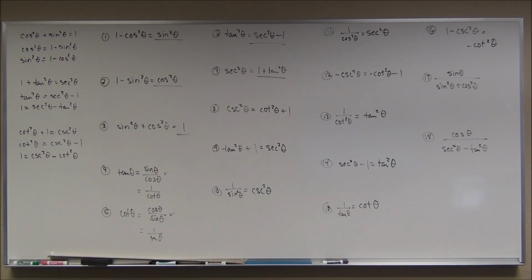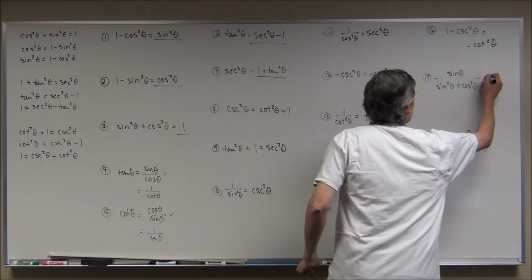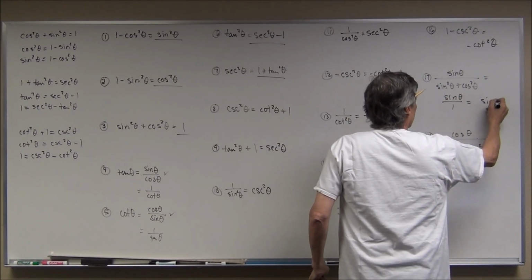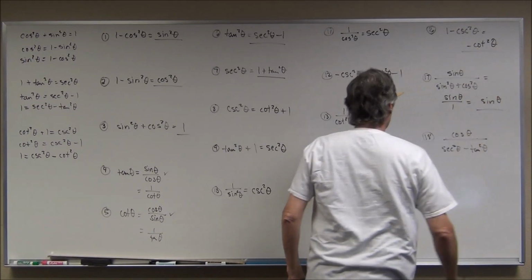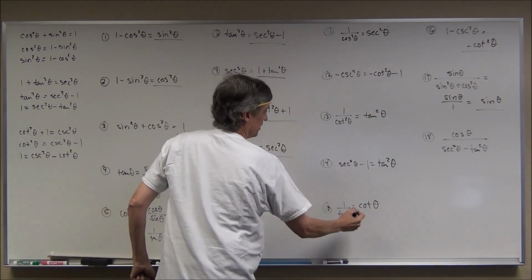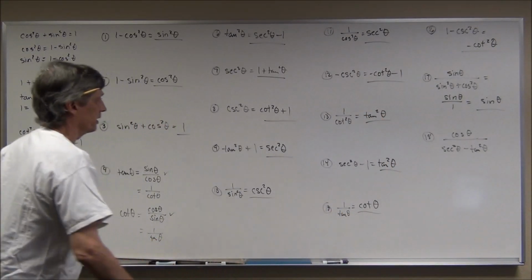Now, the last two look to be the most complicated, and they turn out to simplify very nicely. Look at the denominator. Sine squared theta plus cosine squared theta. I know I have cosine squared theta plus sine squared theta. Same thing. This is equal to 1. So this is the sine of theta over 1, or just the sine of theta. And there's my answer. Okay? Oh, I haven't been underlining my answers, have I? There we go. Now they're underlined.